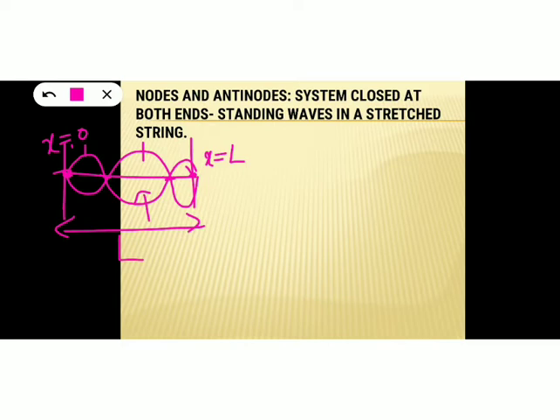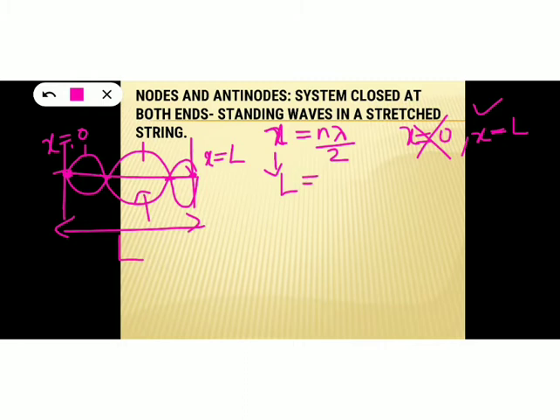And we already know the condition for the occurrence of a node: x should be equal to n lambda by 2. Here x has two values, x equal to 0 and x equal to L, and at both ends nodes are formed. But we rule out x equal to 0 because it has no significance. So we consider x equal to L, and instead of x we can write L.